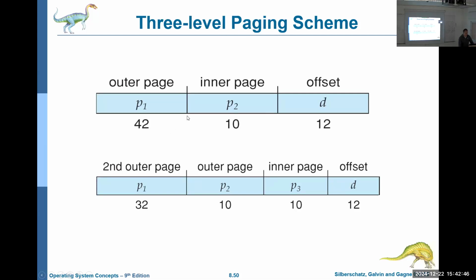Now what about a 3-level paging scheme? Let's say we have the offset of 12 and the inner page is 10, but the outer page is 42 because it's 64 bits, right? 12 and 10 and 42 is 64 bits. If the offset is 12, which is 4 kilobytes per page, then we're gonna have an outer page, which even with 2 levels is gonna be huge. It's gonna be 2 to the 42 times 4 probably, or maybe even more, times 8.